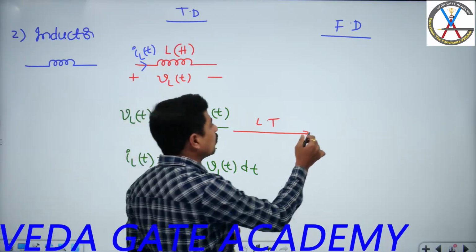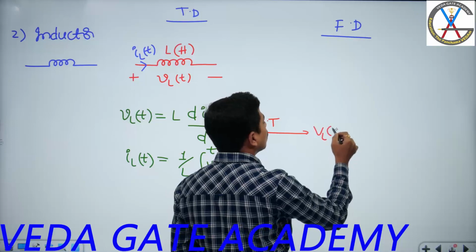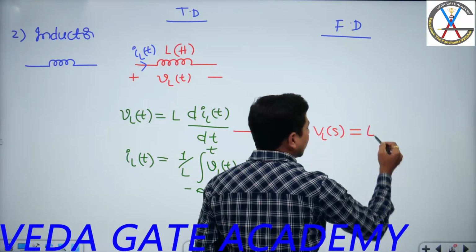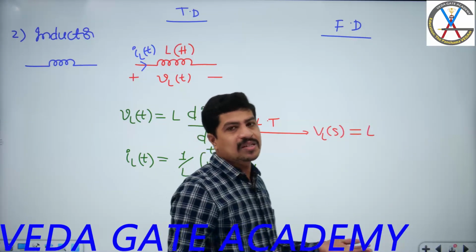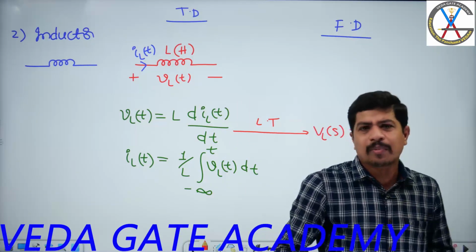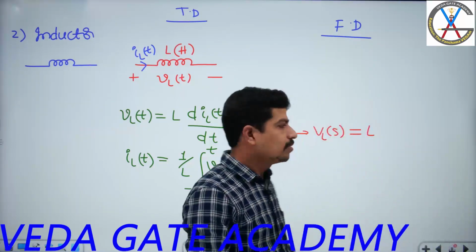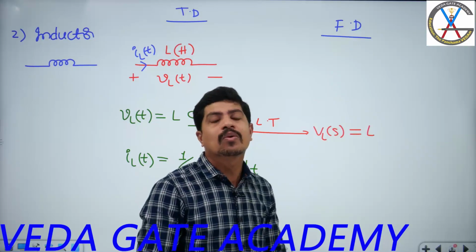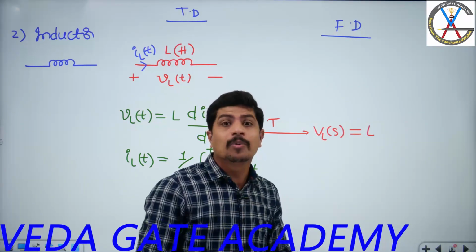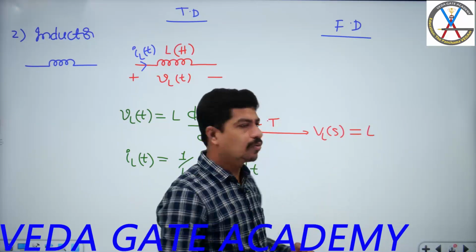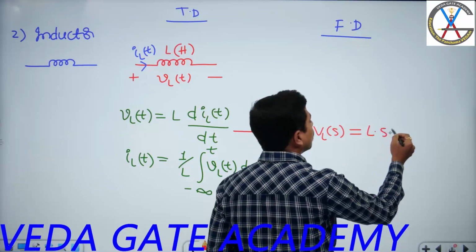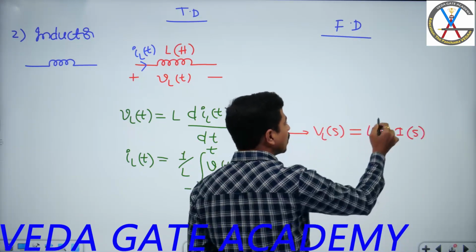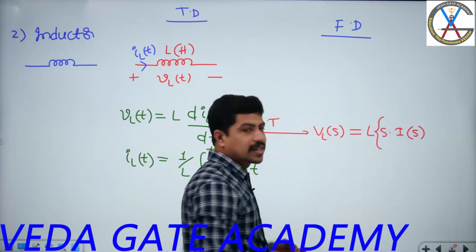VL of t will become VL of S, and L will be L. In Laplace and inverse Laplace, the multiplication factor will remain the same; the function is going to change. Now, instead of d by dt, we are going to get one s term. Suppose it is d square by dt square, then we get s square. So L into I of t will be L into s into I of s.